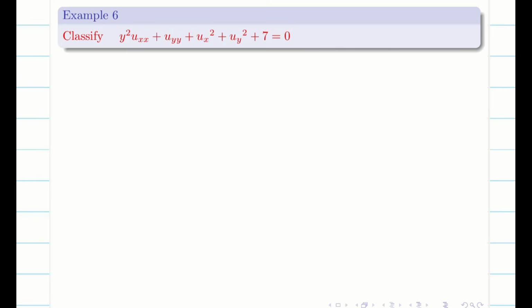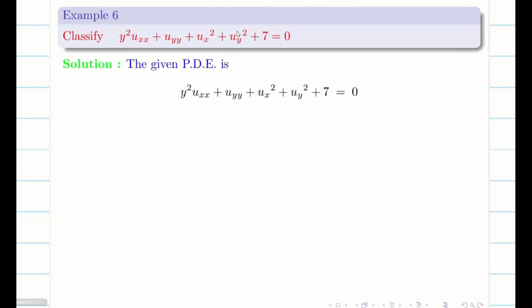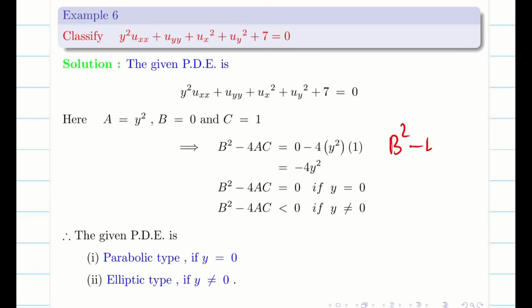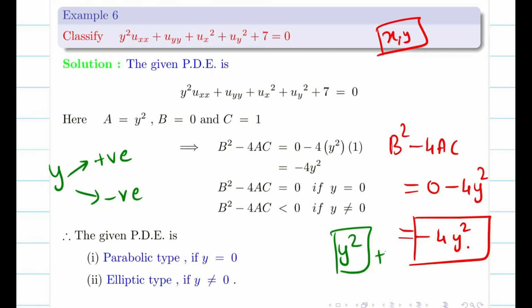And let us see some good problem. So this is a direct problem where I can write a equal to y square, b equal to 0, c equal to 1, and all the remaining terms are dummy, we don't need them. Now when we find b square minus 4ac, we get 0 minus 4y square. So minus 4y square. So we have two cases. Since x and y are the independent variables, we have to give the justification for the different values of y. If y is either positive or negative, it doesn't matter. Y square is going to be positive.